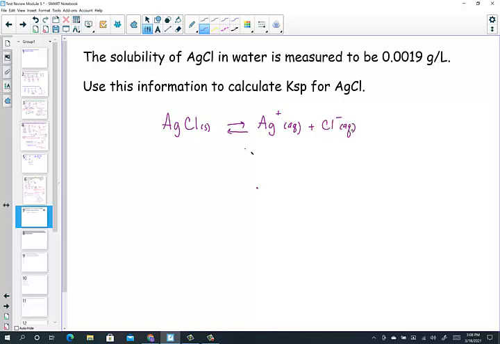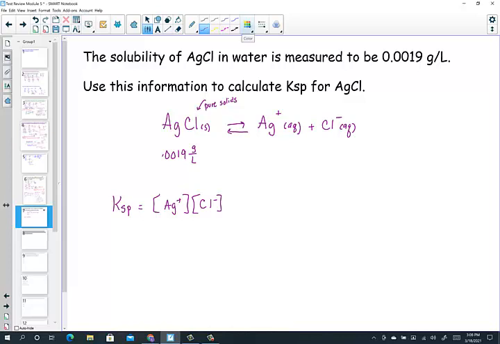So that's our equilibrium when we talk about solubility product constant. The solubility of AgCl is measured to be 0.0019 grams per liter. Calculate the Ksp for silver chloride, the solubility product constant. Well, I know that the expression for Ksp is going to be equal to the molarity of the silver ion times the molarity of the chloride ion. And remember, pure solids drop out of our equilibrium expression, so the left side is never included in these Ksp problems.